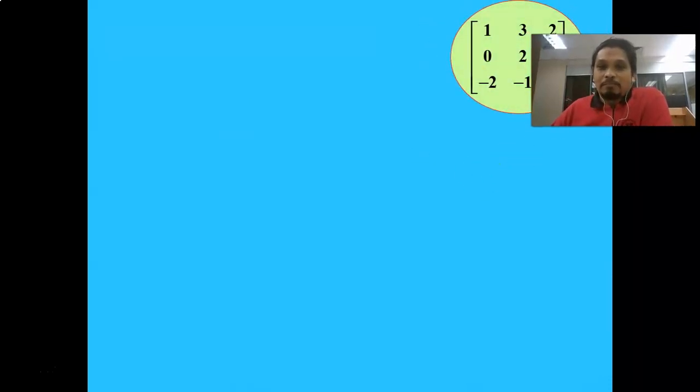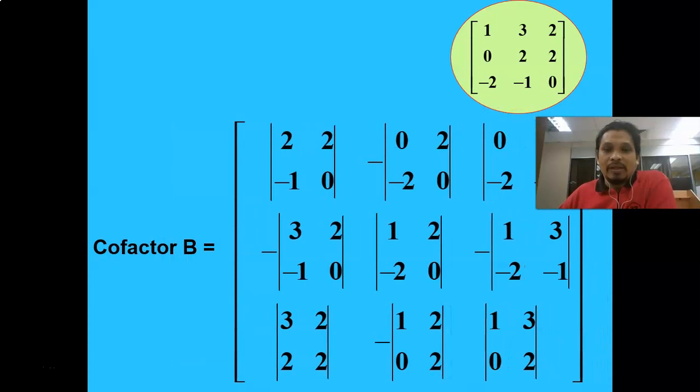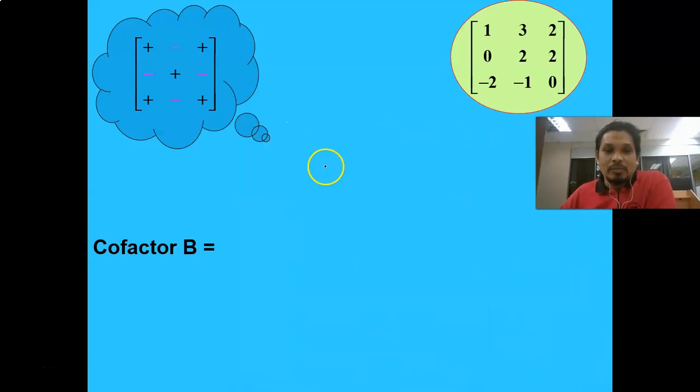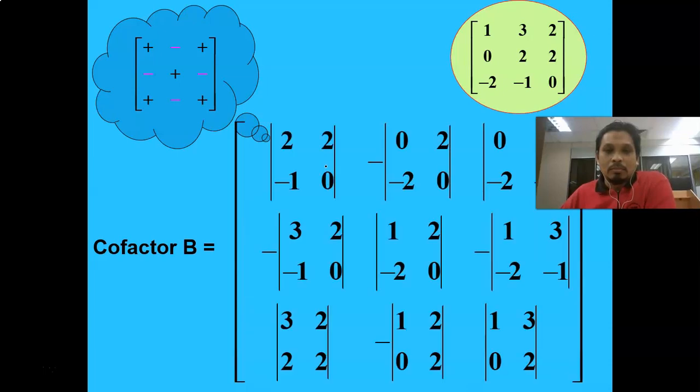So now, class, the cofactor. 2 times 0 equal to 0, minus 2 times negative 1 equal to negative 2. So 0 plus 2 equal to 2. Then 0 minus 2 times negative 2, 2 times negative 2 is negative 4. So 0 plus 4 equal to 4, with the negative sign, so negative 4 here.